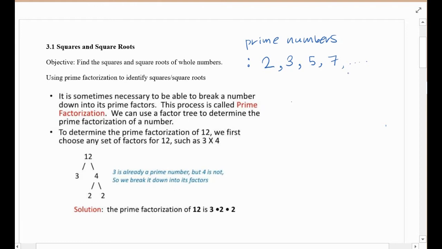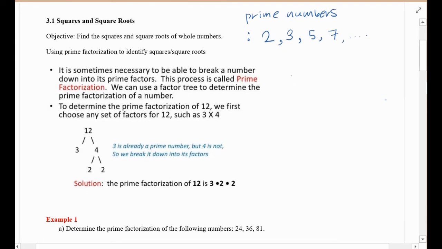So prime factorization is basically finding prime factors, prime number factors, okay? So for example, you have 12 here. And what you do is find the product that makes 12, which is 3 and 4. So when you multiply 3 and 4, it becomes 12. 3 is a prime number, so you cannot go any further, but 4 is not a prime number. So you find the prime factors, 2 and 2.